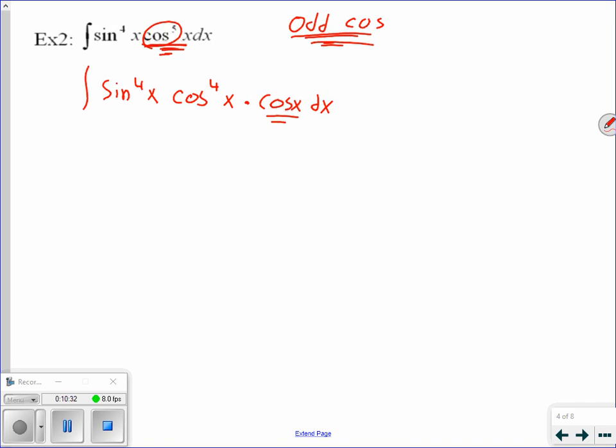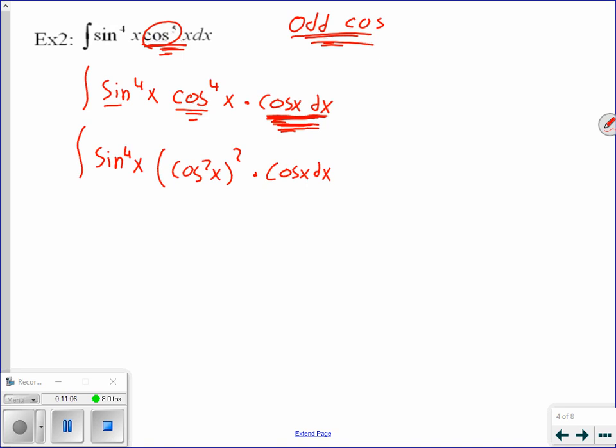So the cool thing is that this one you took out is going to end up being my du. You'll see what I mean here in a second. If this is going to end up being du, we need to have everything in terms of sine. So just trust me. I already got sine to the fourth here. That's good. I want to rewrite cosine to the fourth as cosine squared, squared.